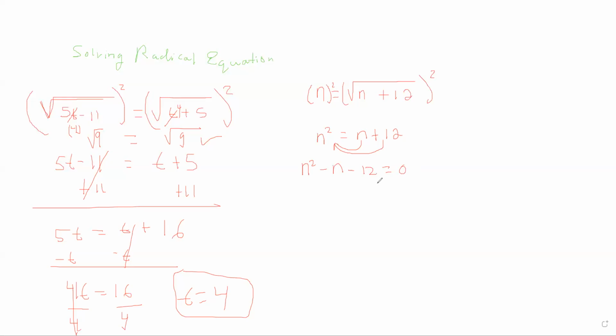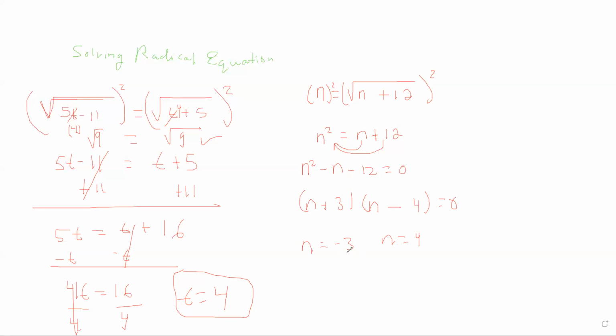So this is what you call a quadratic equation. Hopefully you know how to factor a quadratic equation. We're going to get n, and it's going to be 3 times 4, so it's going to be minus 4 and plus 3. If we set both of these equal to 0, n is 4, and here n is negative 3. So we have two solutions here.